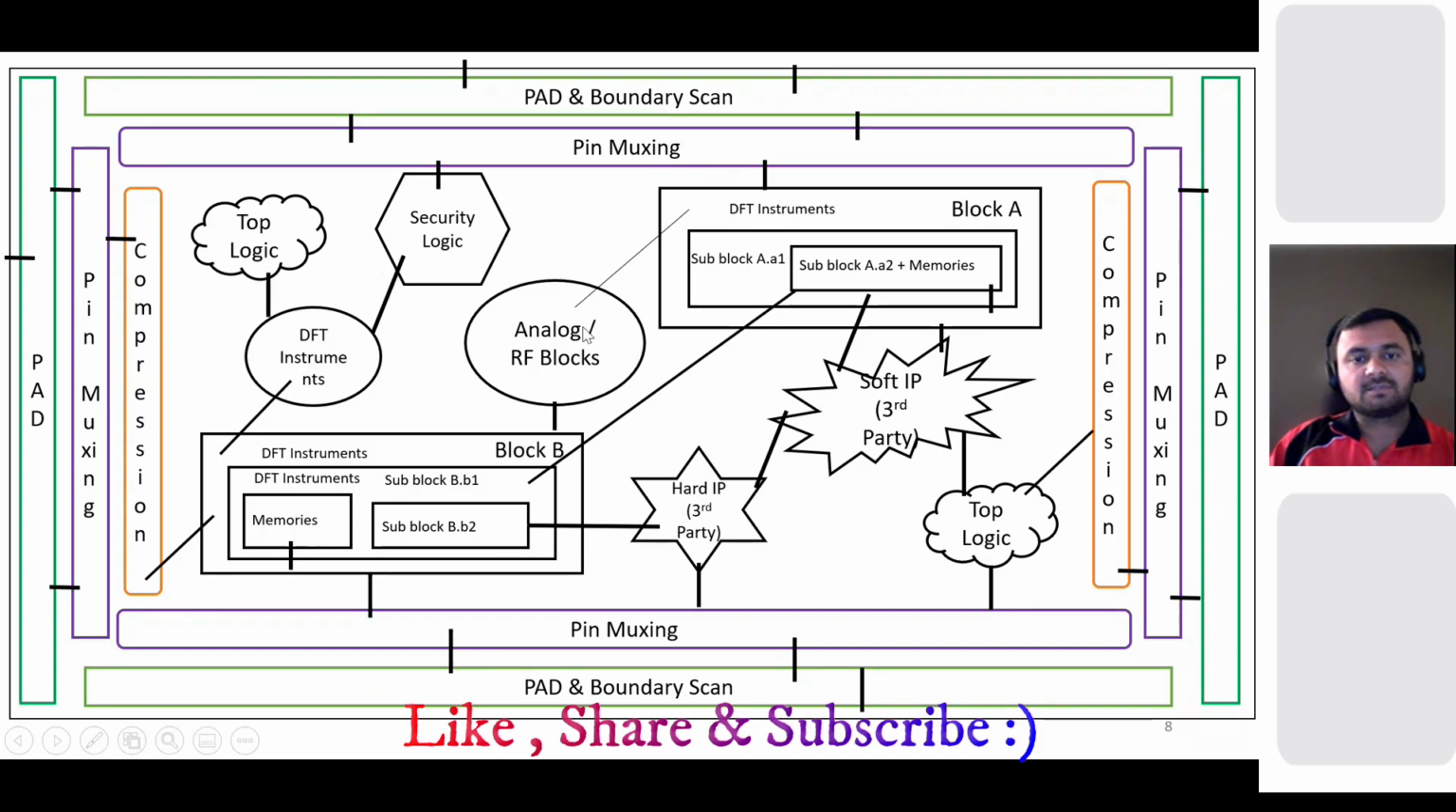Even in analog and RF blocks, there can be soft IP and hard IP. The difference is that with soft IP you can open the design and do some manual things, but with hard IP you cannot. You should use it as it is, as per their specification. They do not want to open their IP to the manufacturer who is going to manufacture this chip. So we have a top, then pad and boundary scan, then pin muxing, then compression logic, and then the other logic blocks and the soft IP and hard IP. Now let's just remember this figure as an overview. We will discuss in depth, so it will be easy.